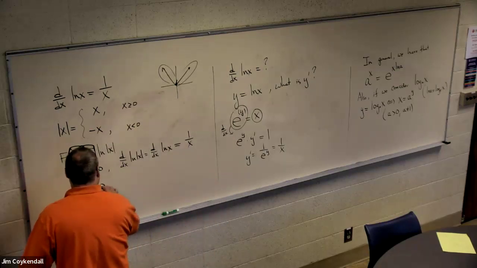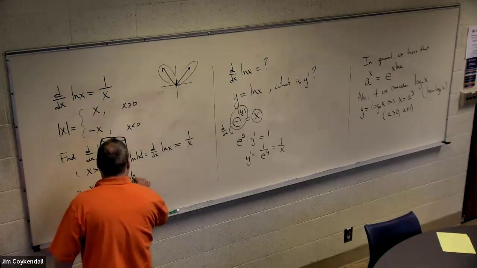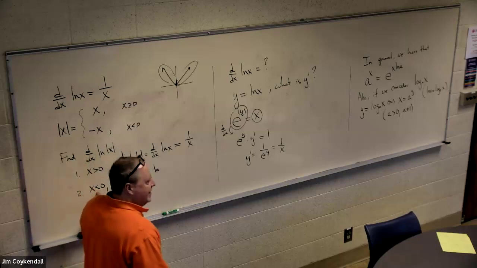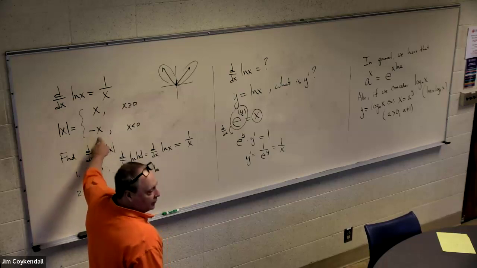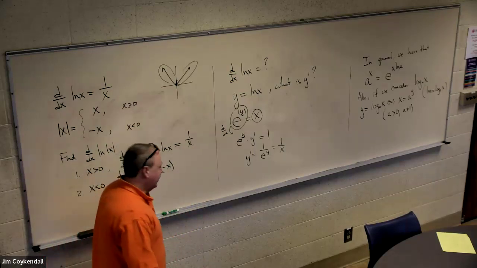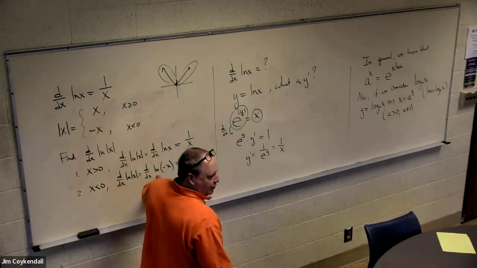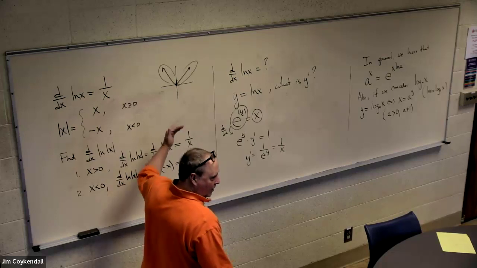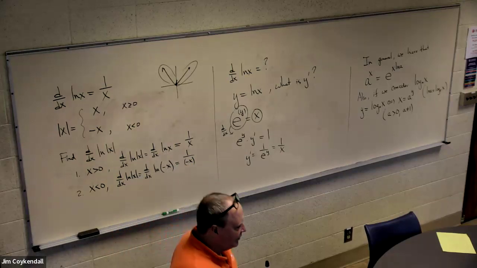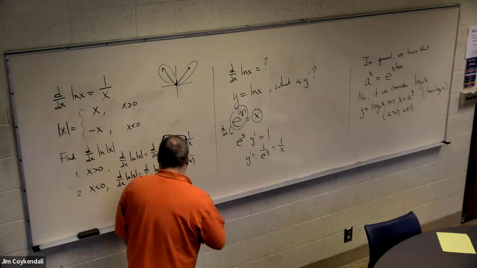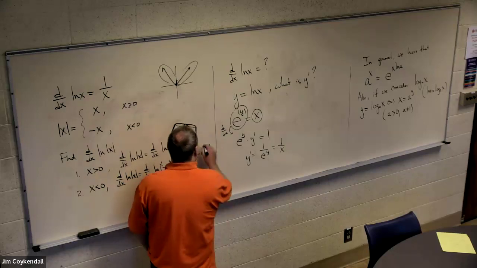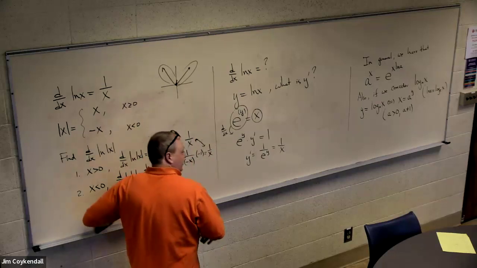In case 2, let's suppose x is less than 0. Then the derivative of the natural log of the absolute value of x is the natural log of... what's the absolute value of x if x is negative? Our rule says it's negative x. Chain rule. What's the derivative of natural log of blob? 1 over blob. And my blob in this case is negative x. Am I done? The chain rule says I got to multiply by the derivative of what I find inside the parentheses. What is the derivative of negative x? Negative 1. The negatives cancel. And I also get 1 over x. So this is an important piece right here.